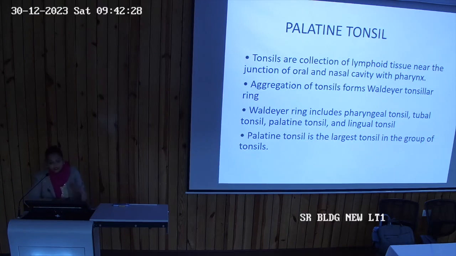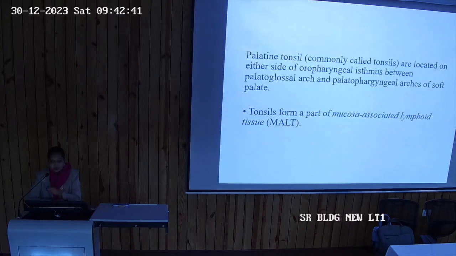Now what is the location of palatine tonsils? I told you should know the background story. आप जो भी histology पढ़ेंगे पहले उसके बारे में आपको पता होना चाहिए कि actually है क्या. So this is a collection of the lymphoid tissues. Now where is the collection of the lymphoid tissues? So it is present on either side of oropharyngeal isthmus. It's an opening between the oral cavity and pharynx.